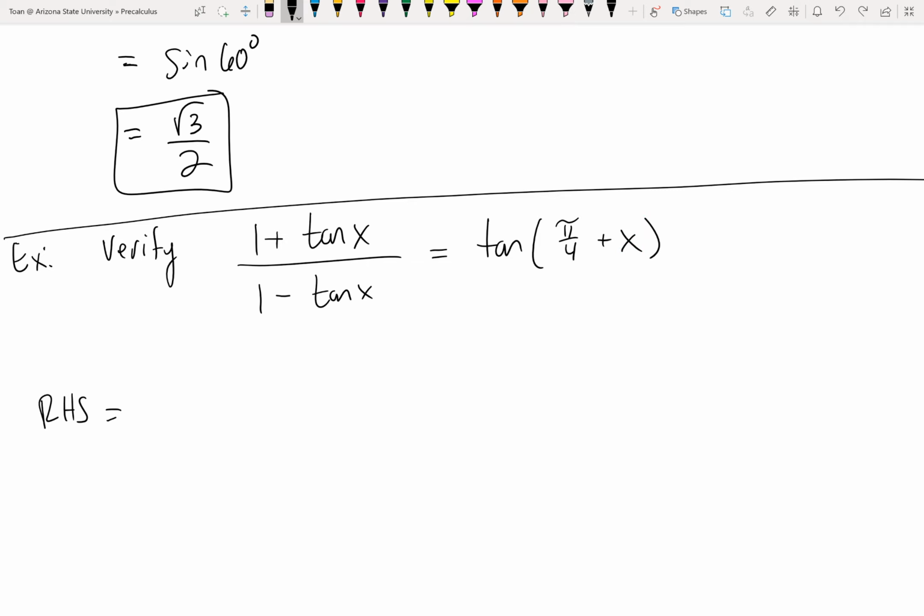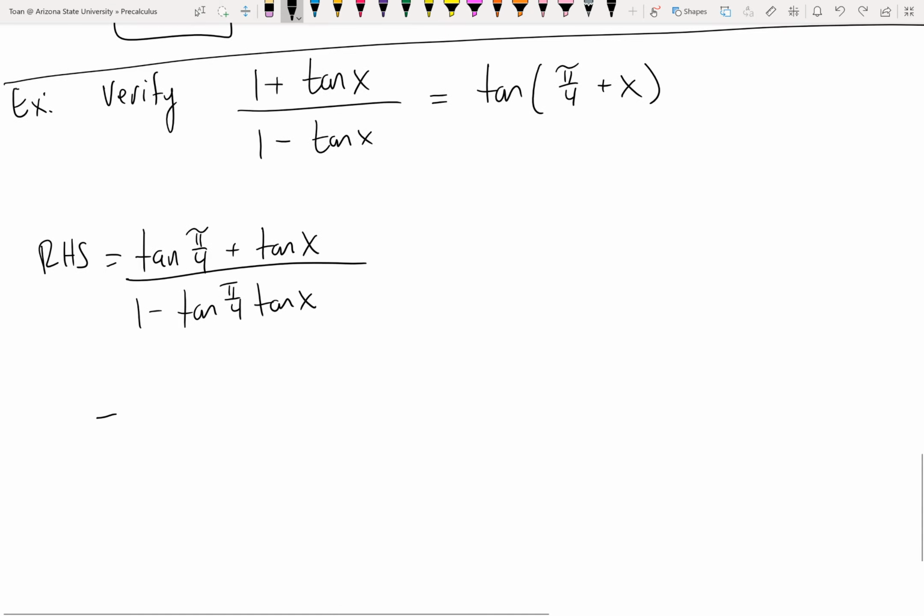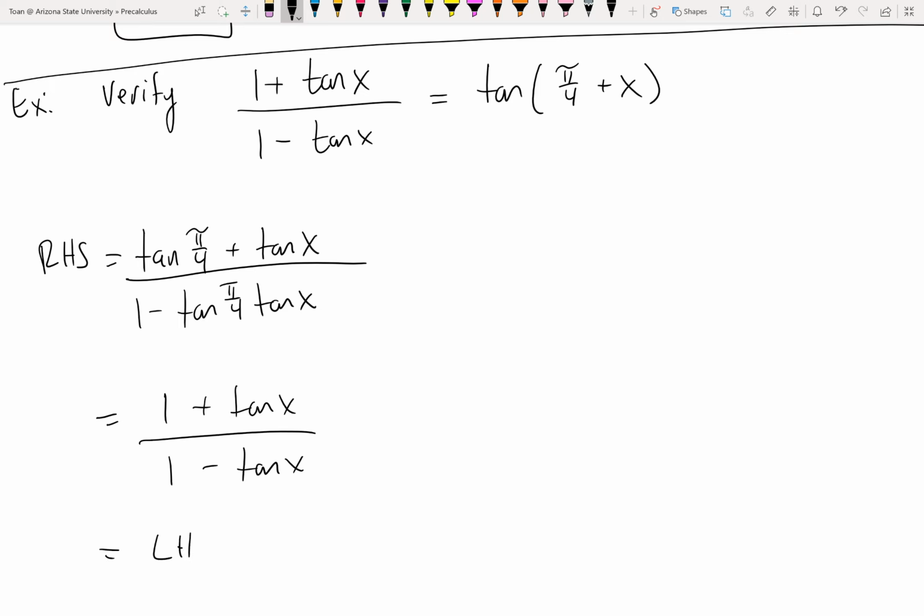So let's go ahead and do this. According to the pattern, it's going to be tangent of the first angle plus tangent of the second angle, all over 1 minus tangent of the first angle times tangent of the second angle. Now, fortunately, since I put an actual angle instead of a variable, we can figure it out. And I hope everyone knows that tangent of pi fourths is 1. And lo and behold, that's exactly the left-hand side. That's exactly what we wanted, right?